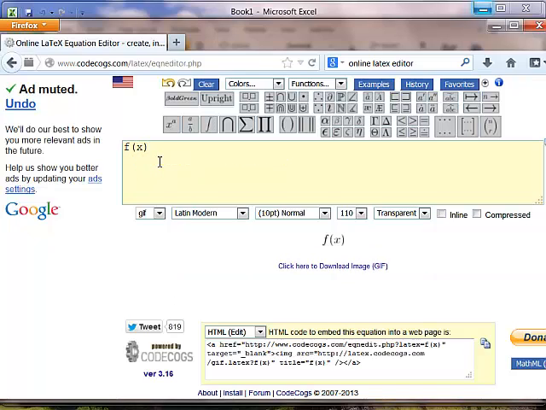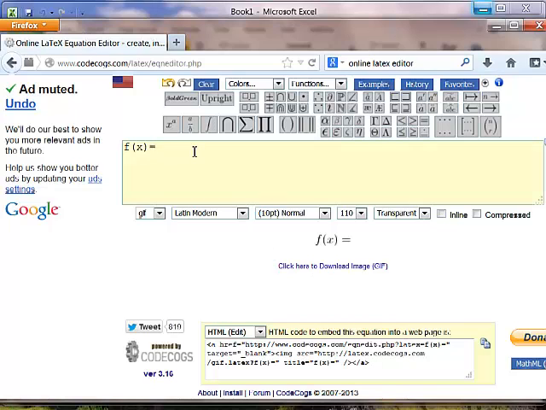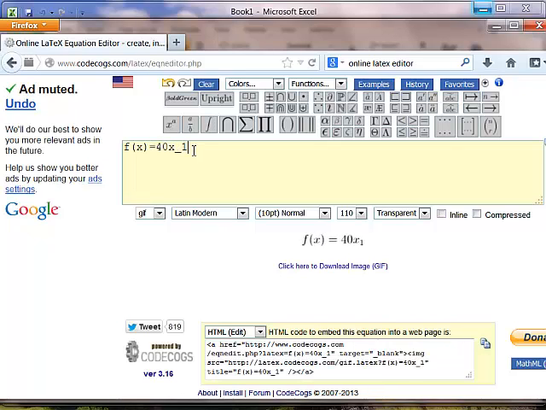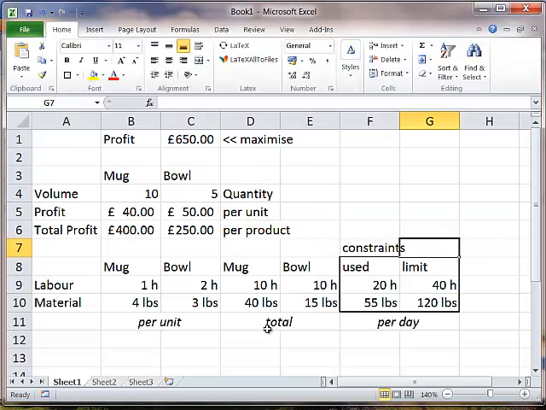I'll call it f(x), and this is to maximize the profit eventually, which is 40 pounds with x1. x1 is the number of bowls plus 50 x2, where x2 is the number of mugs. So here we see a nice formula. Let's make it a bit larger and copy that into our Microsoft Excel.